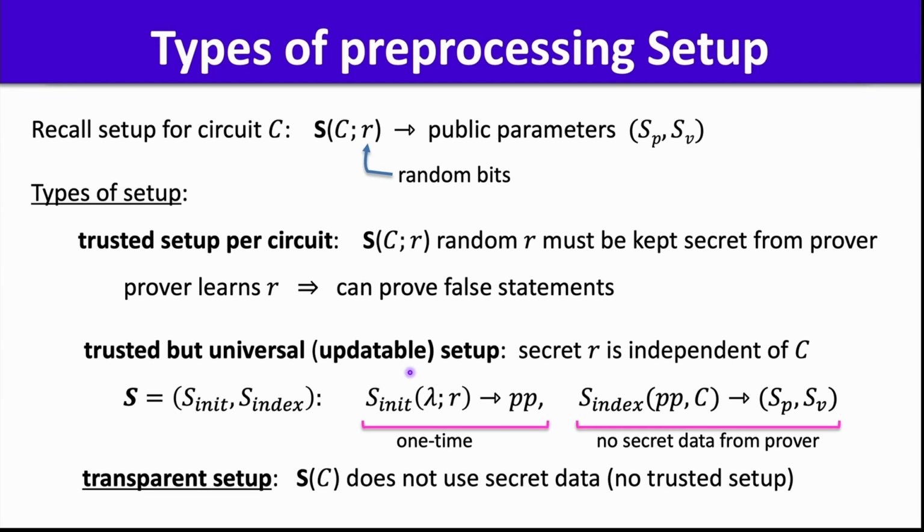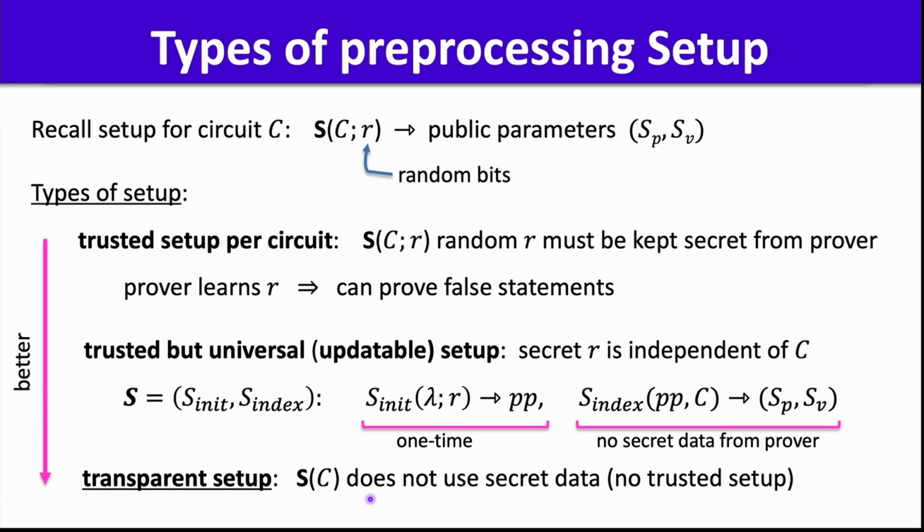And then finally, the best thing we can hope for is a transparent setup, where the setup procedure only uses the circuit and doesn't require any secret data. So there's no secret random bits that have to be destroyed after the setup procedure is done. Anyone can run the setup procedure and verify that SP and SV were generated correctly.